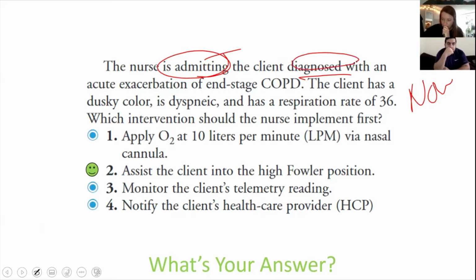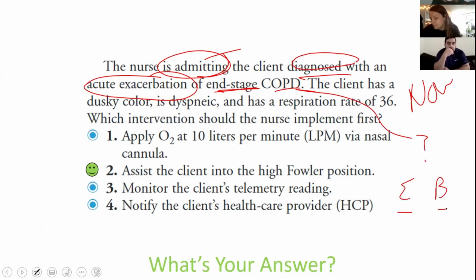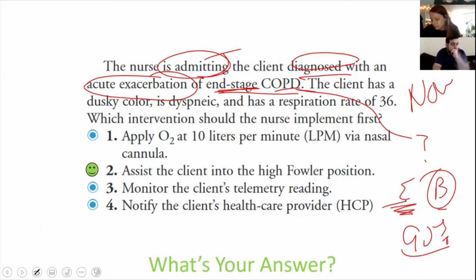The client's diagnosed with acute exacerbation of end-stage COPD. So the first question is what kind: emphysema or bronchitis? It doesn't say, so I always pick episodic. Emphysema is generally going to have end stage, hovering in the low 90s, which we talked about. But patients with emphysema tend not to be emergently admitted, whereas bronchitis tends to have dyspnea and dusky color. It's an airway problem, and we talked about in class that the bronchioles are actually having problems.